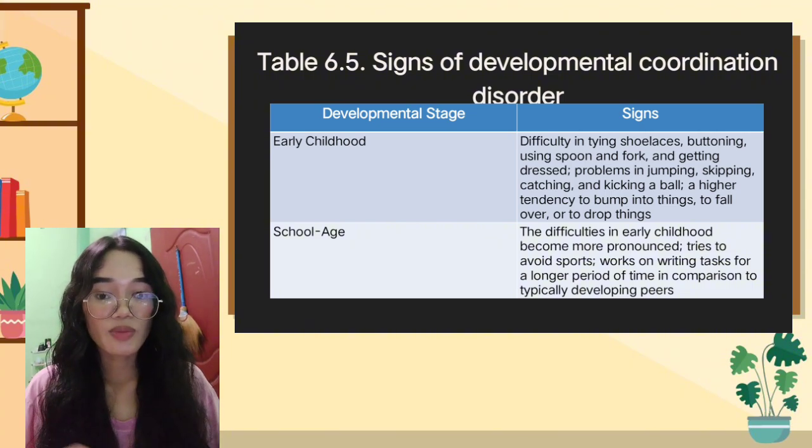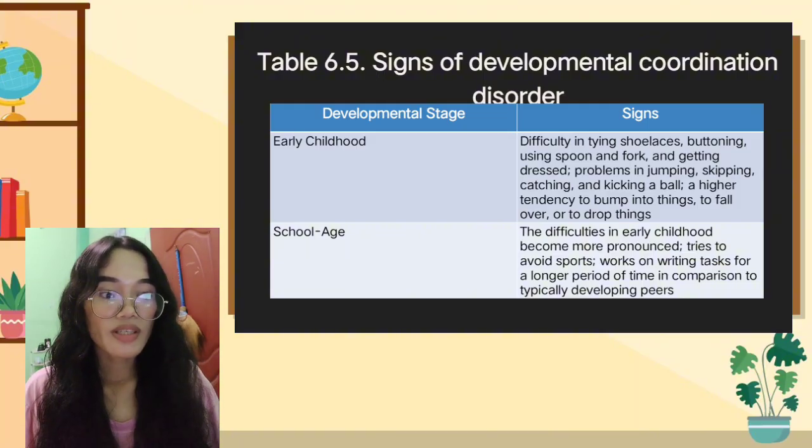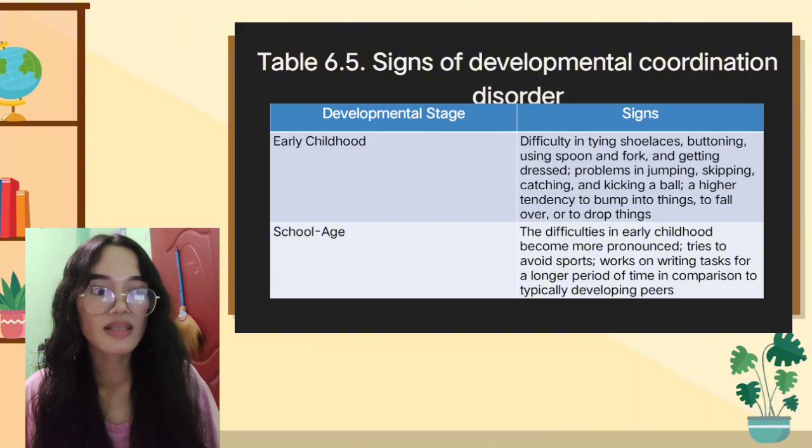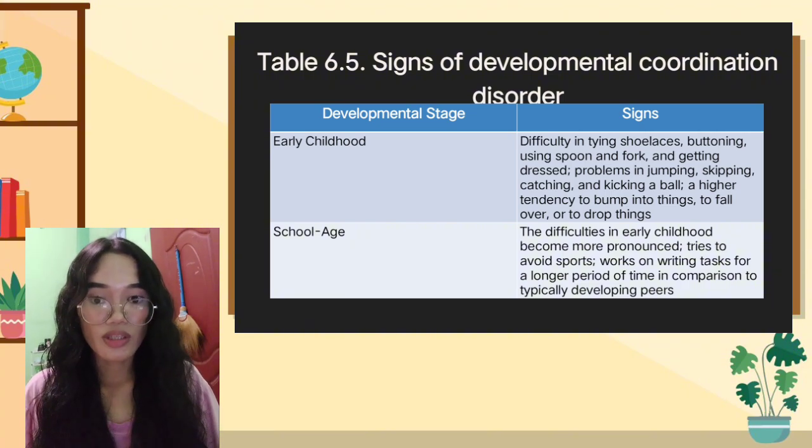So, that's why hindi siya sumasali sa mga sport. Ina-avoid niya yan. Then, works on writing tasks for a longer period of time. Yes, kasi matagal sila matapos eh. Paano ba matapos yung isang bata kung wala siyang kamay? Na diba, mahirapan siya tapusin ng madali yung kanyang task, in comparison to typically developing peers. So, pag i-compare siya sa ibang bata is, matagal siya matapos pag nagsusulat. So, yan yung mga signs na yung bata is may developmental coordination disorder.